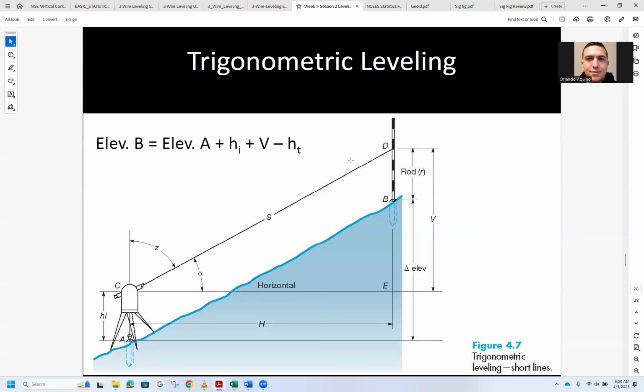And to get the elevation of B, you would need the elevation of your A, what you established there, plus the height of your instrument, plus the vertical difference there, and then minus the height of where's the little h? Oh, I believe it's here, right? Little r, yeah. So this right here is the same as your little r here. So your difference in rod, your reading there. So that would be your rod reading, this little h. And that would give you the elevation of B in trigonometry leveling.